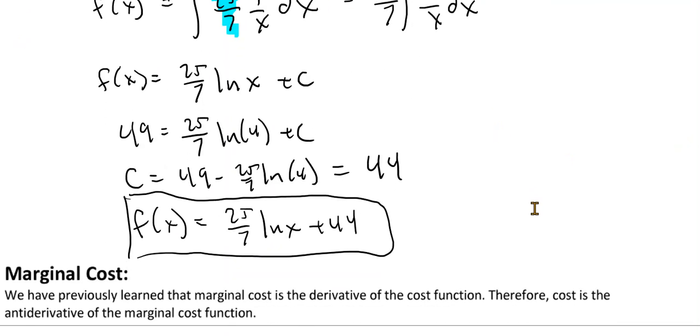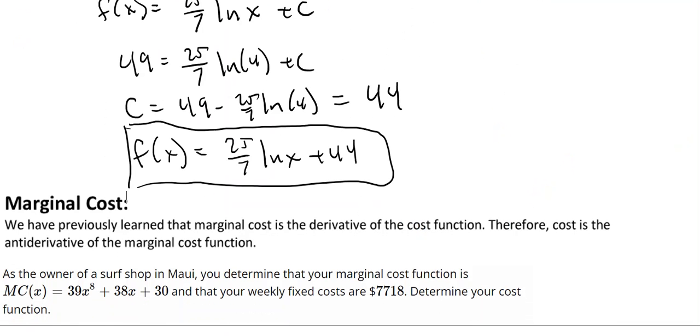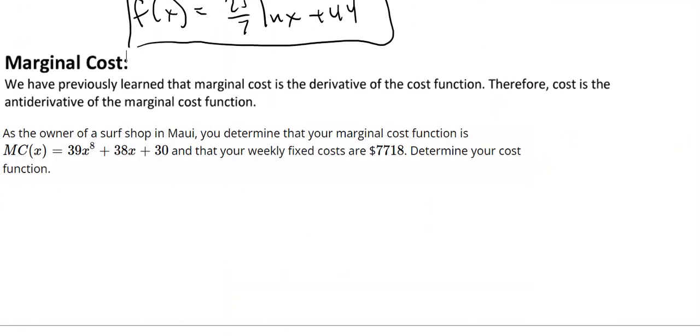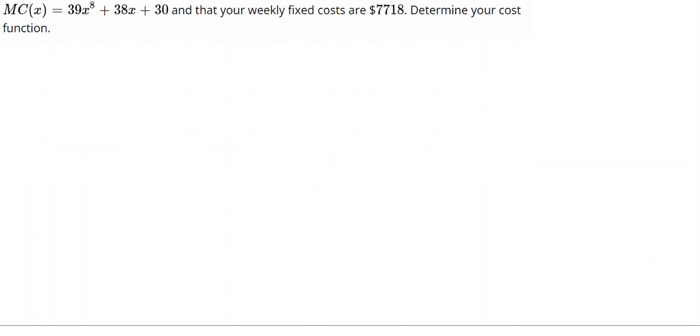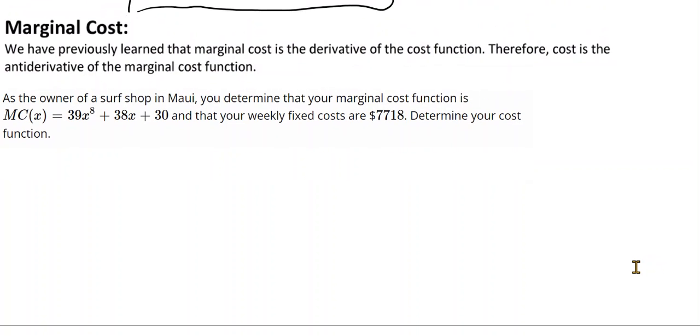Okay, the next application is also based on something that we've learned in our lessons on derivatives, and that has to do with marginal cost. So we learned that marginal cost is the derivative of the cost function. And so now we're going to be working backwards. We're going to be given marginal cost. Right here is a marginal cost function. And we want to determine the cost function.